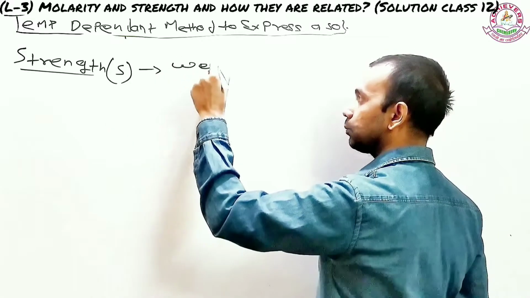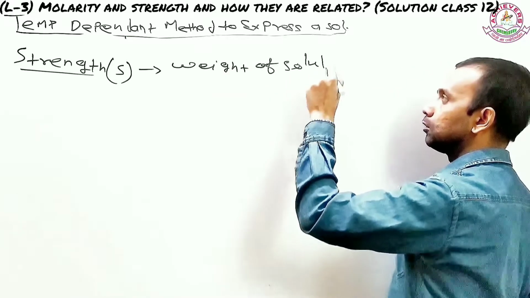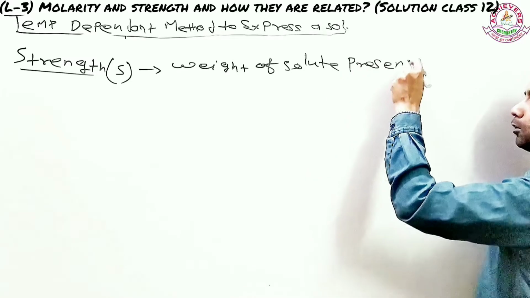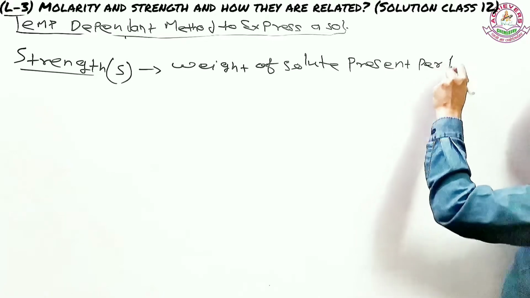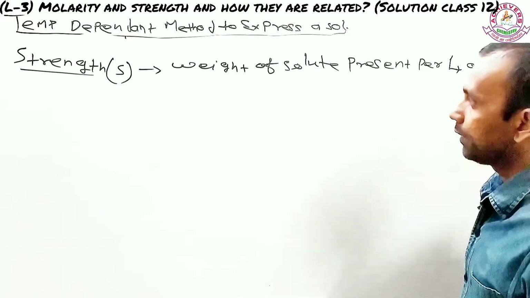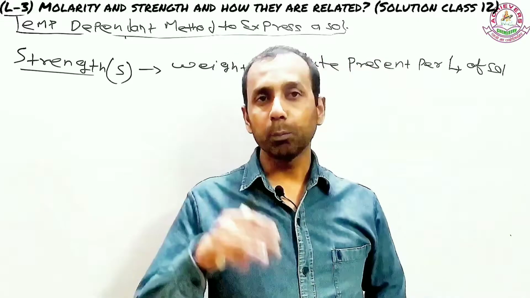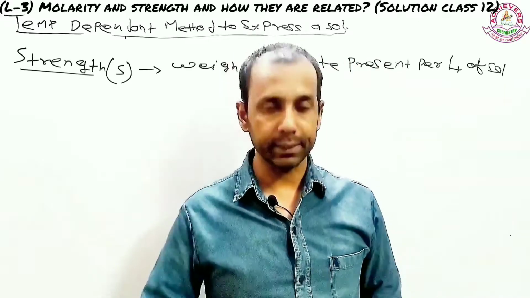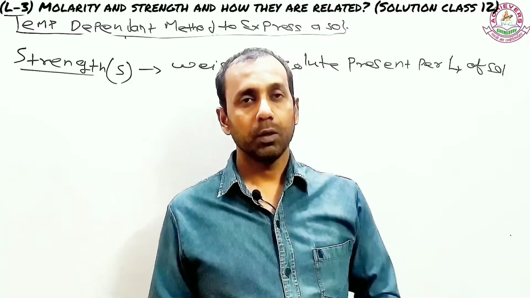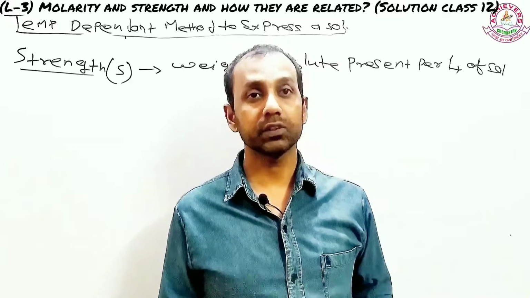It is defined as the weight of solute present per liter of solution, right? Let me repeat. When you express concentration in number of moles per liter of solution, it is called molarity, which is the most used term. But if you represent a solution by weight of solute per liter of solution, it is called strength, right?